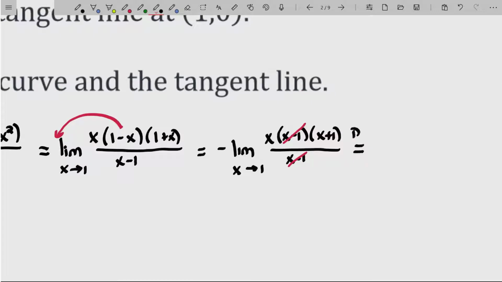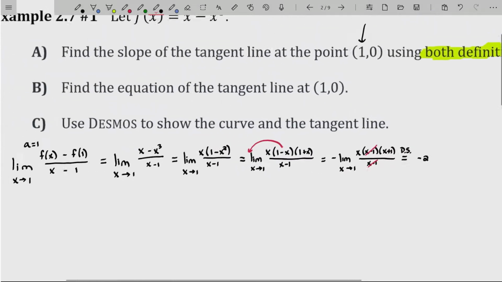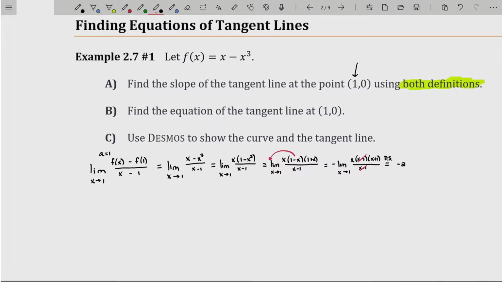I use the quick notation DS for direct substitution. I allow x to equal 1, and you will get negative 1 times 1 plus 1, or negative 2. And so that is using the first definition of the slope of the tangent line.